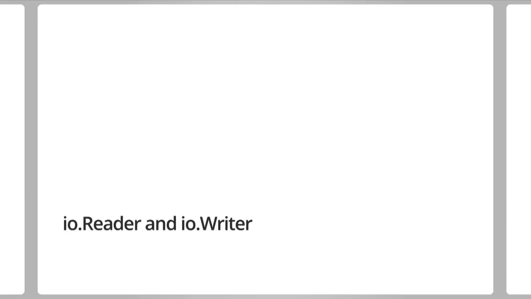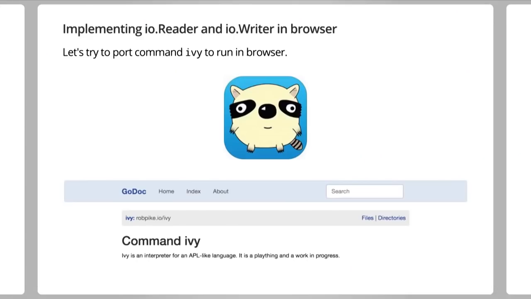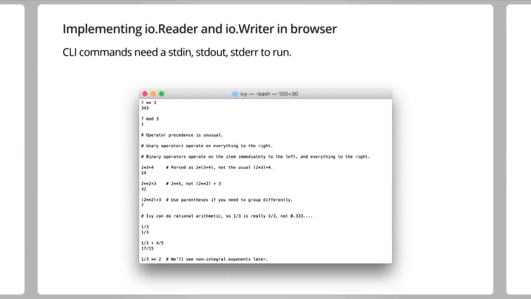So I want to give you three interesting examples or case studies of what it's like to use Go on the front end. So for the first one, let's think about what it'd be like to implement io.Reader and io.Writer in the context of a browser. Let's port Ivy. It's this APL-like language interpreter created by Rob Pike. Think of it as a calculator of sorts to run inside the browser.